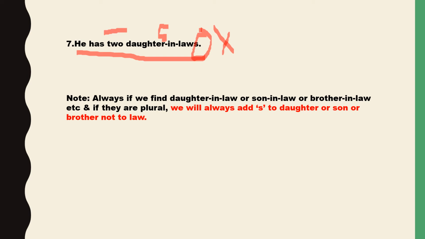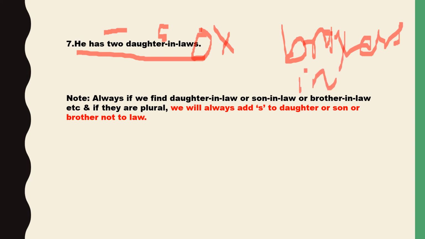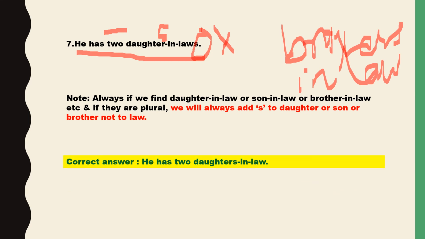If you are saying only about one, then it's okay, daughter-in-law. But I am speaking about two daughters-in-law, so we will never add s after law. You will always add it after daughter. Brothers-in-law, in a similar way. So the correct answer would be he has two daughters-in-law. Clear this? This is an important one. Just keep it in your mind. Don't make that mistake. Don't add s after law.